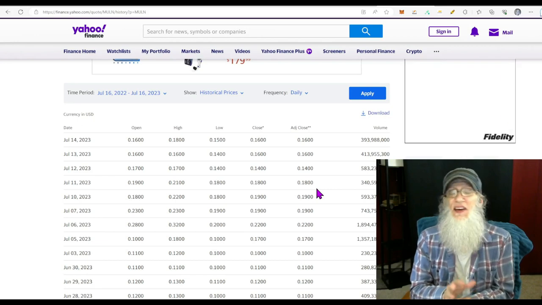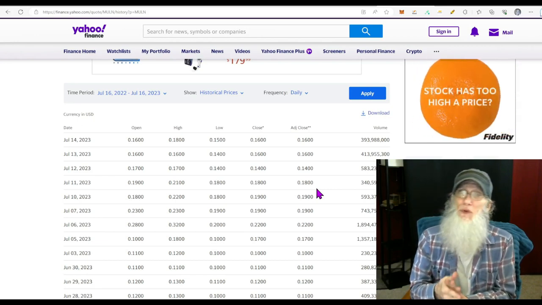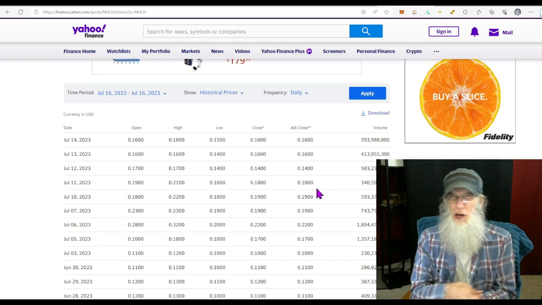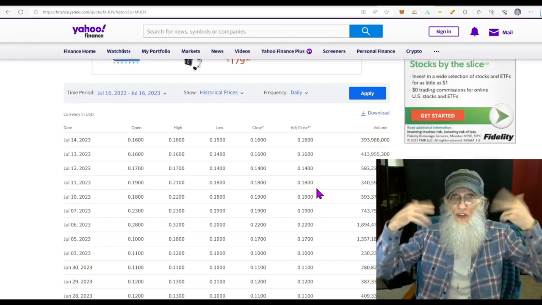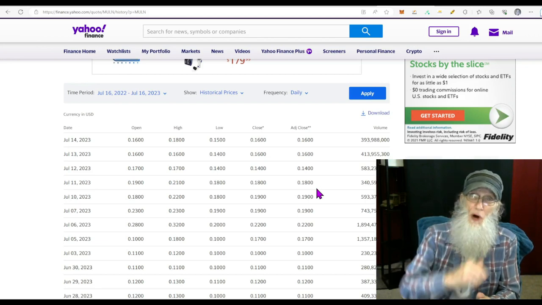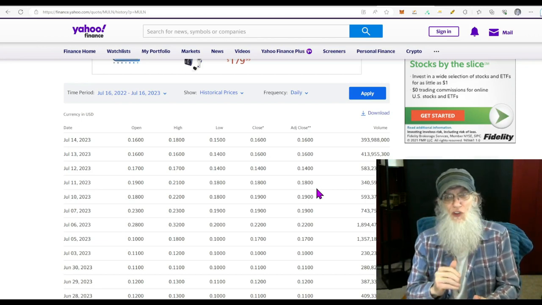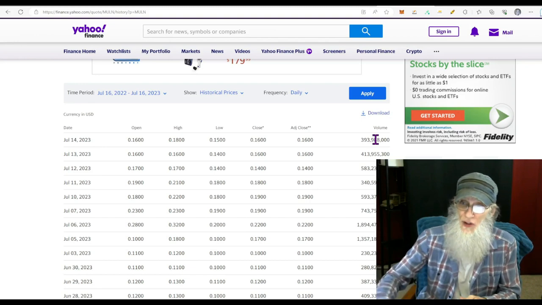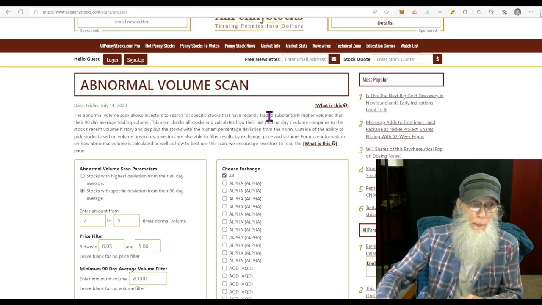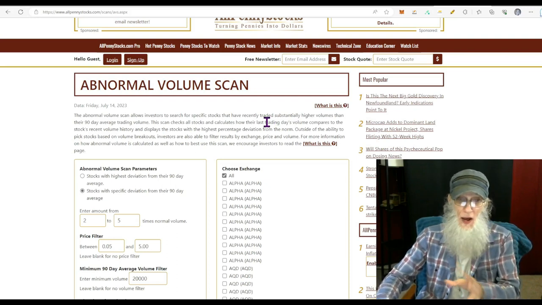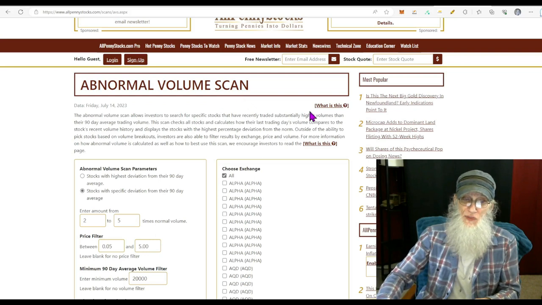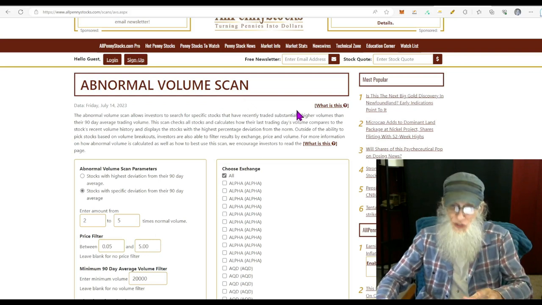The other one is even better. This is abnormal volume. We're always talking about average volume. Well, when we see volume, I'm always doing these calculations. That's 10 times as much as before. That's 4 times as much. Well, they've got a page that does that for you. It's over here at allpennystocknews.com. Nope, my bad. Allpennystocks.com. This is their abnormal volume scan tool right on their page.